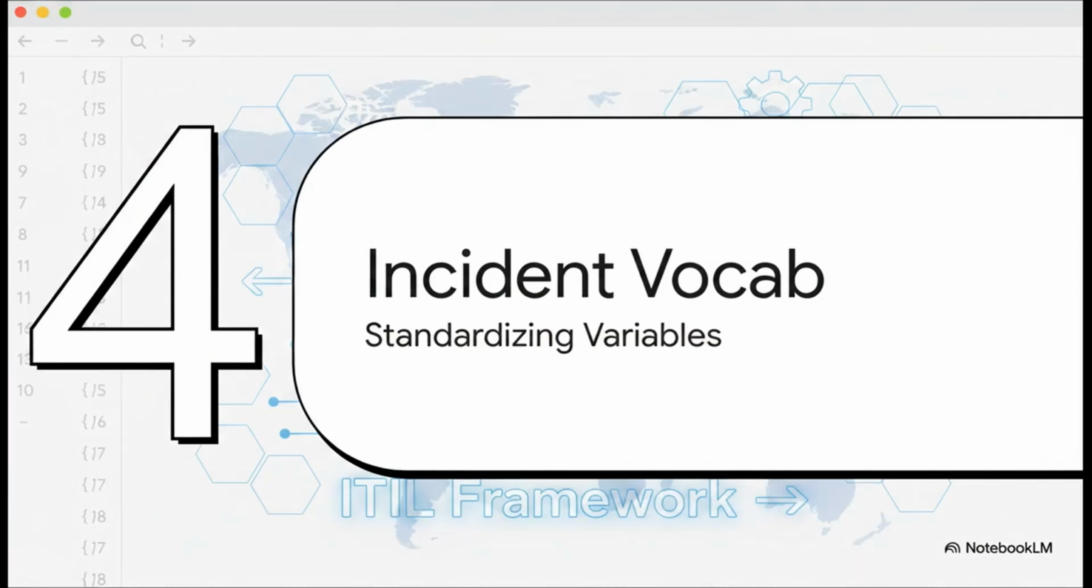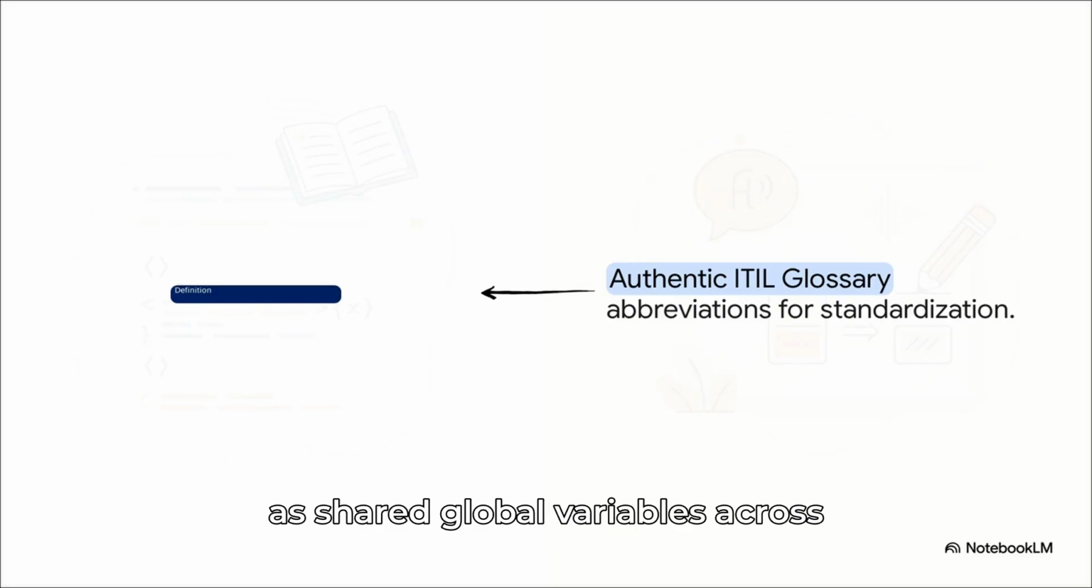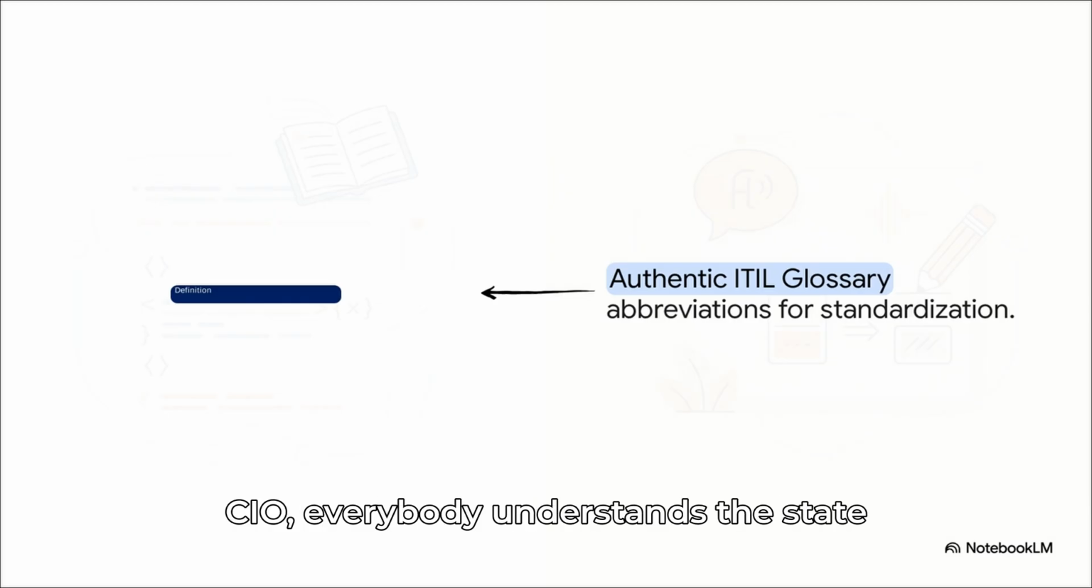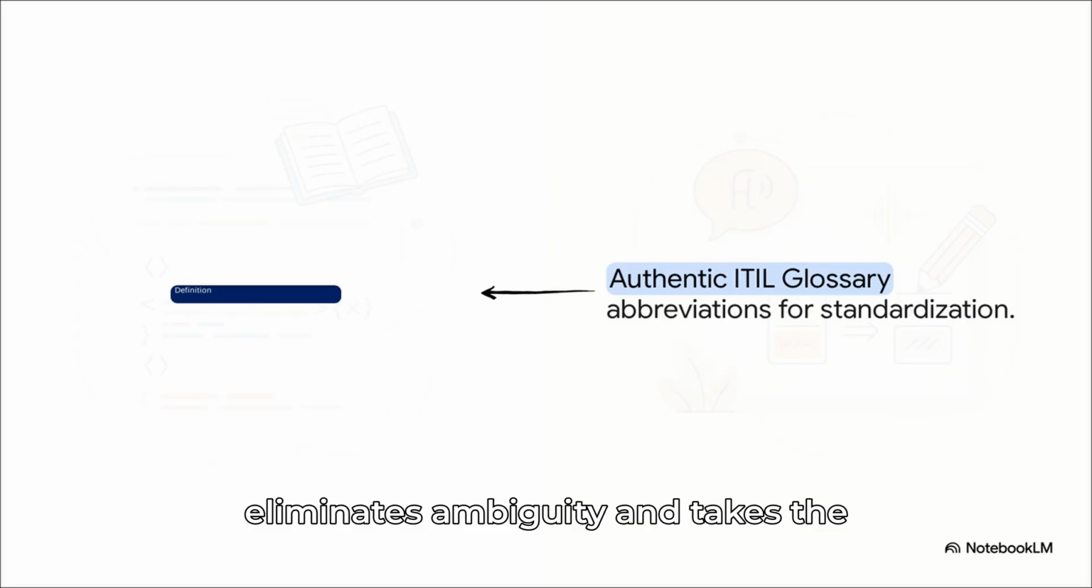Section 4, incident management vocabulary. Standardized ITIL acronyms like AST, BCM, or CAB act as shared global variables across your entire organization. When everyone uses the exact same terminology, whether you're talking to a level 1 support agent or the CIO, everybody understands the state of the service. It completely eliminates ambiguity and takes the emotion out of incident management when things are on fire.